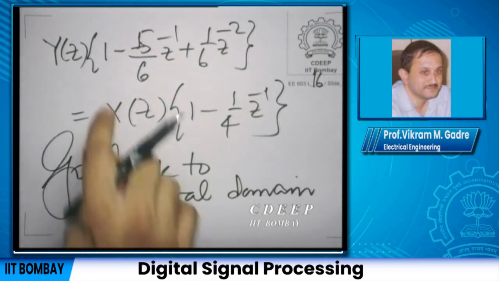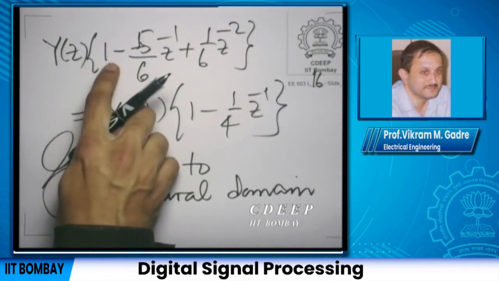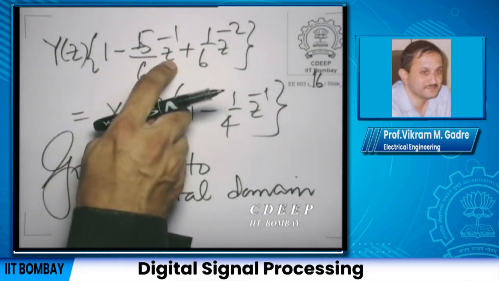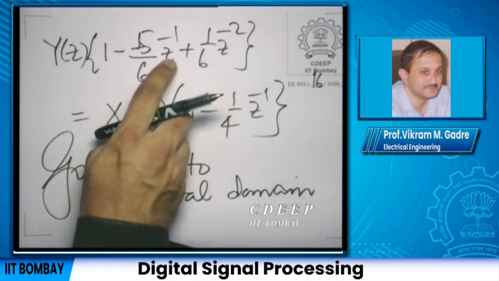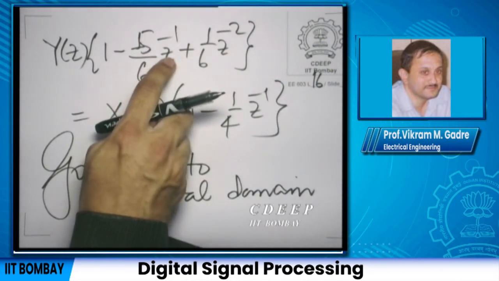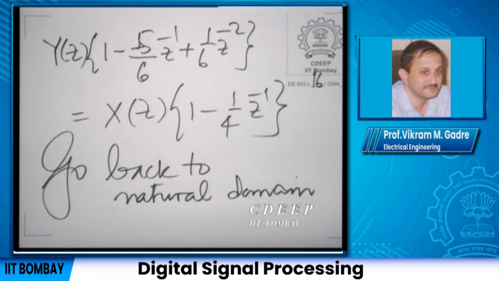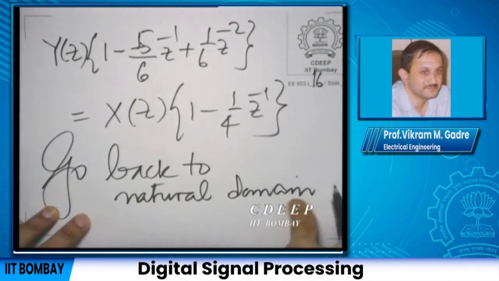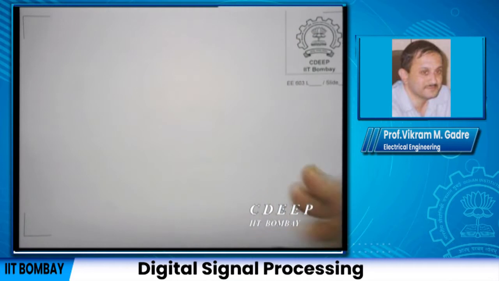So, of course, it is very easy to see that you would get y(n) here, and here you would get minus 5 by 6. The inverse Z transform of z inverse Y(z) is y of n minus 1, essentially y delayed by 1, and so on. So, one can take the inverse Z transform on both sides. We will denote this as the inverse Z transform.